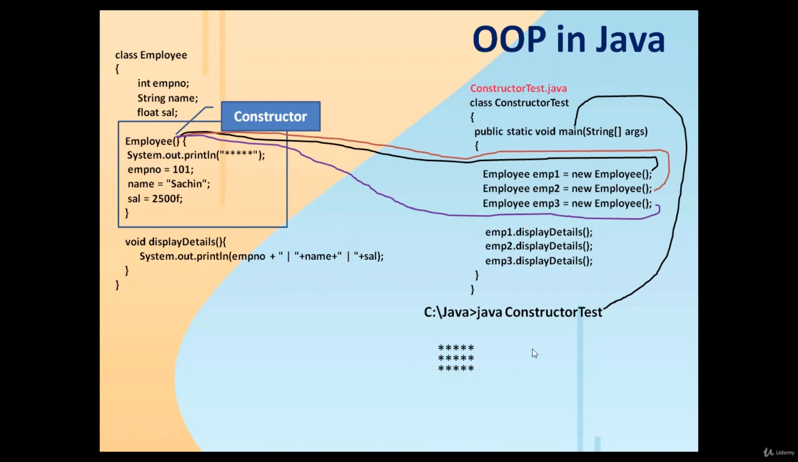We got this. Now emp1.displayDetails. What happens? It will call this displayDetails, and empno, name and salary of emp1 will be displayed. Then the second one, emp2.displayDetails, again this method will be called, and we are getting the values, and then the third object is also calling. So we are getting these values. This is the constructor.